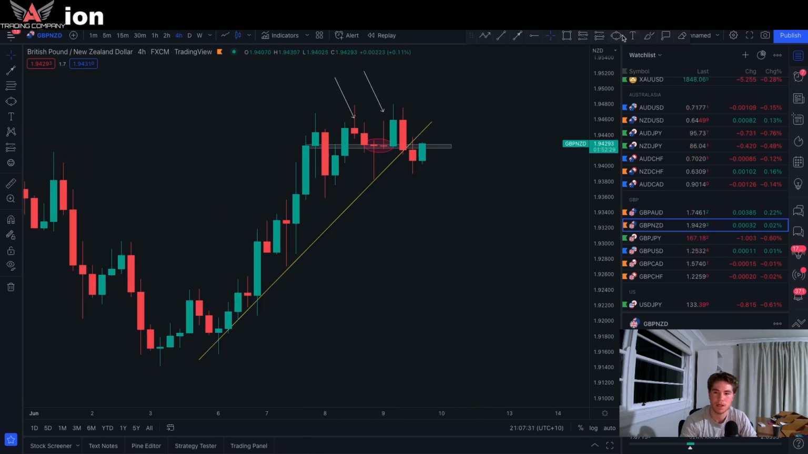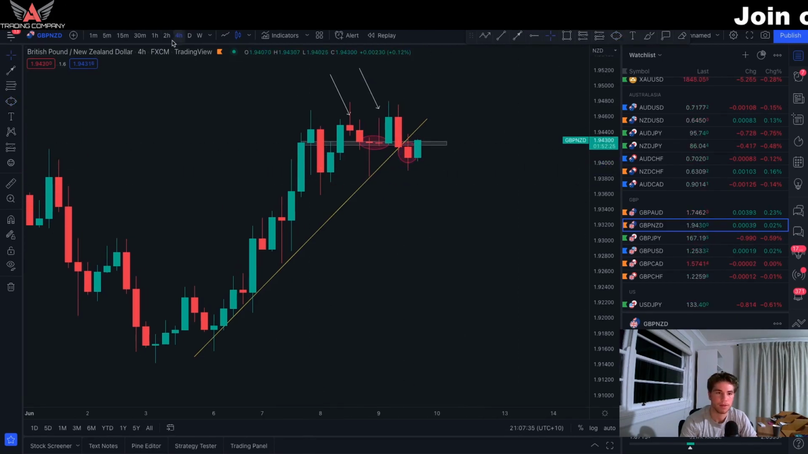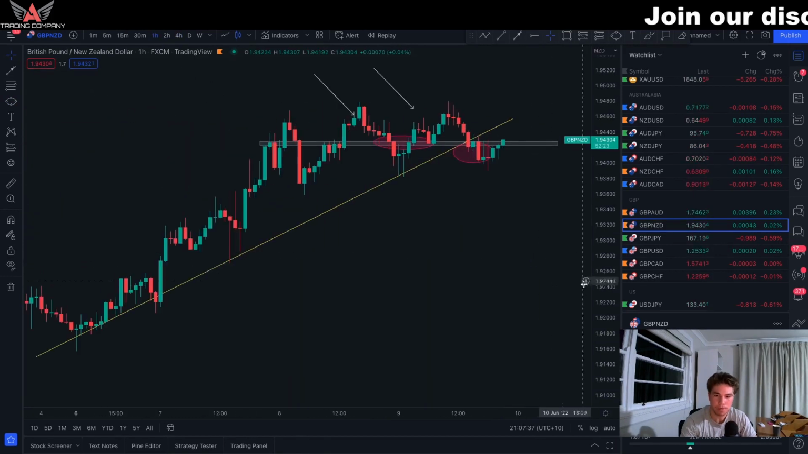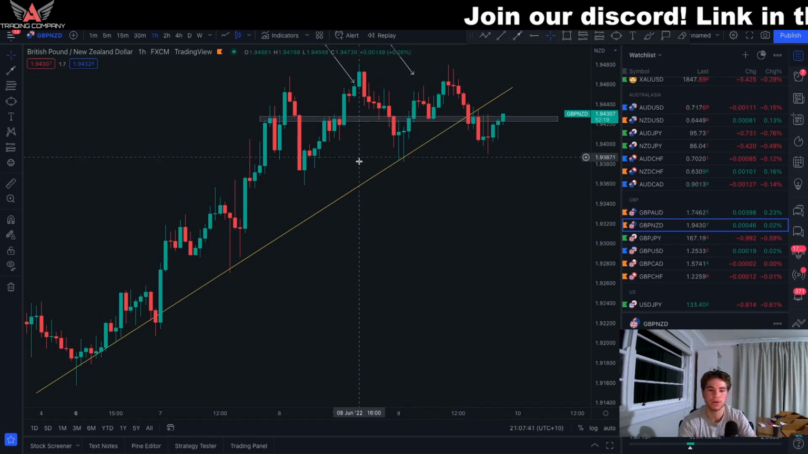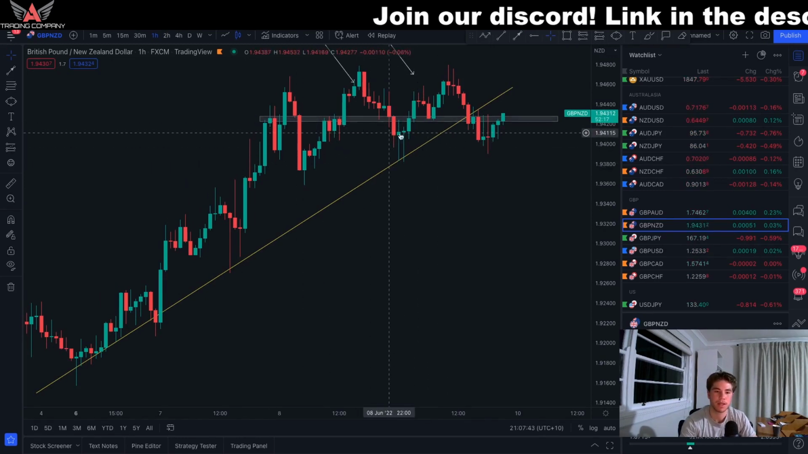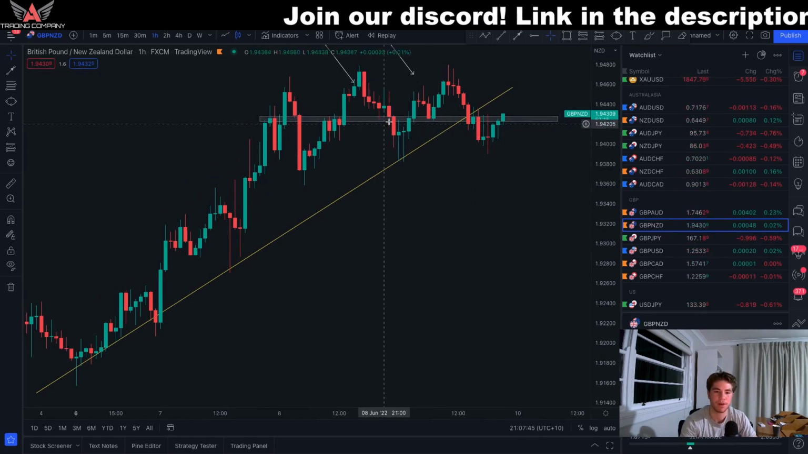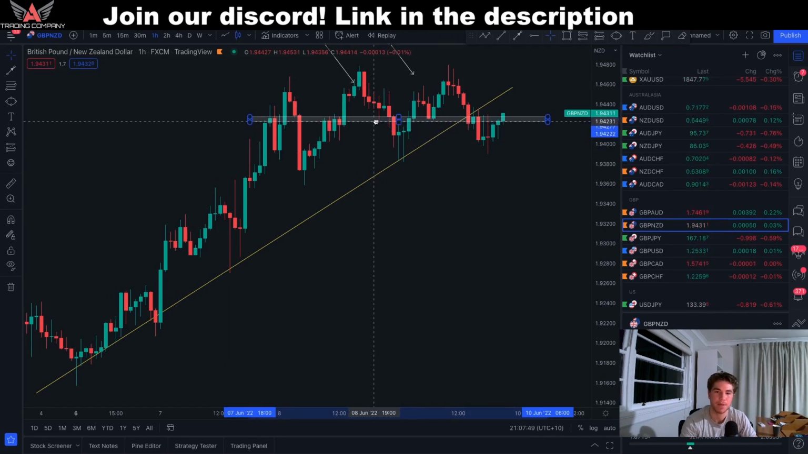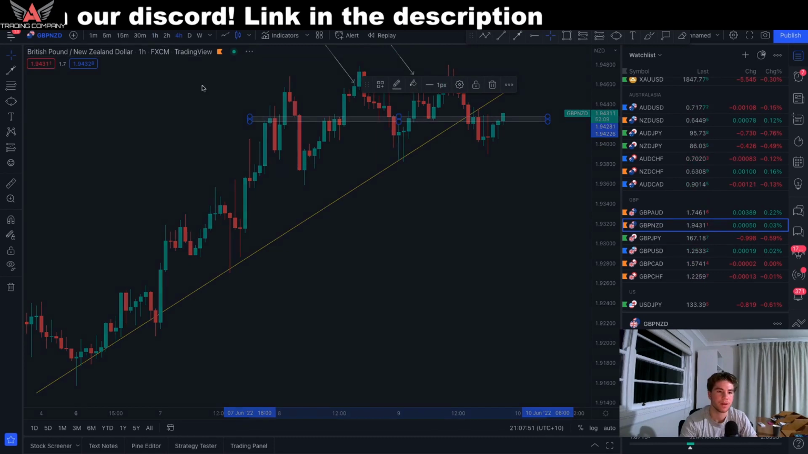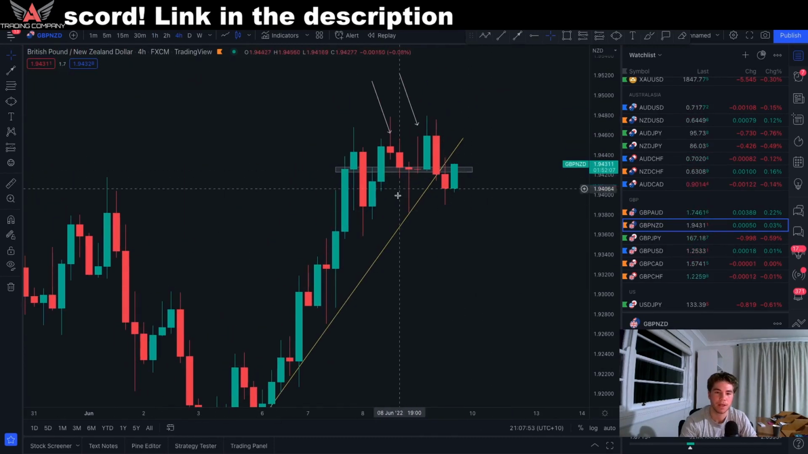So as soon as I see this 4-hour break and close below that, okay, I can flip to my entry time frame and start looking for potential entries. Okay, so this is something I talked about yesterday about higher time frame bias. So if we look at this, it's an absolute mess. Okay, but then, you know, when I flip to the 4-hour, it's all very clear.